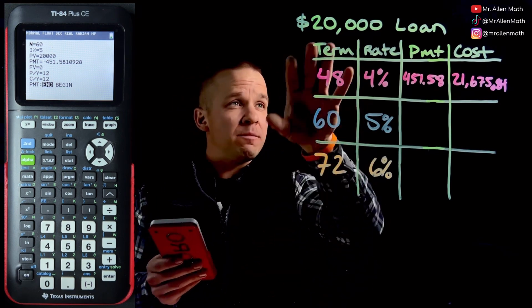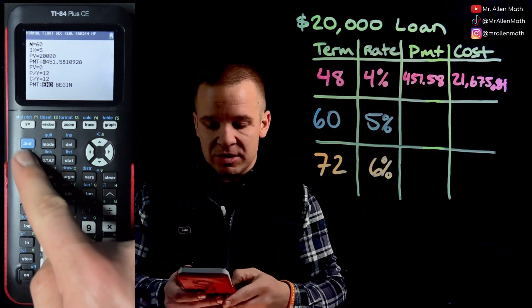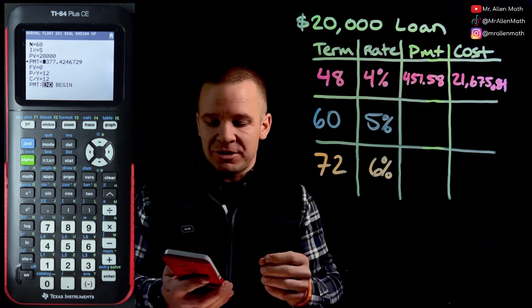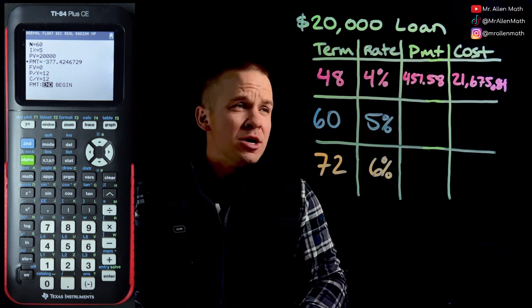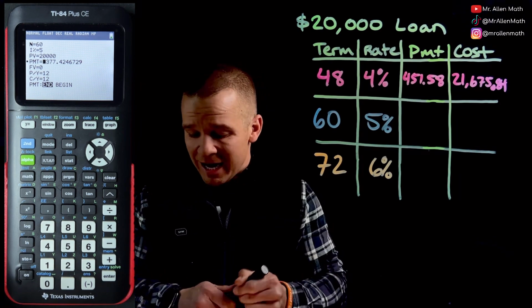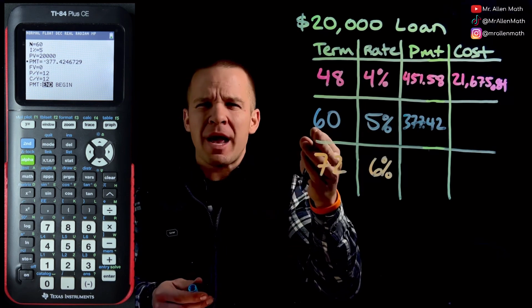My total loan amount is still $20,000. And then I'm going to go to my payment and I'm going to solve once again. So alpha, enter, that gives me $377.42. So it's like, hey man, it goes down, right? $377.42. So it seems like it's cheaper, but again, you're paying over more months.